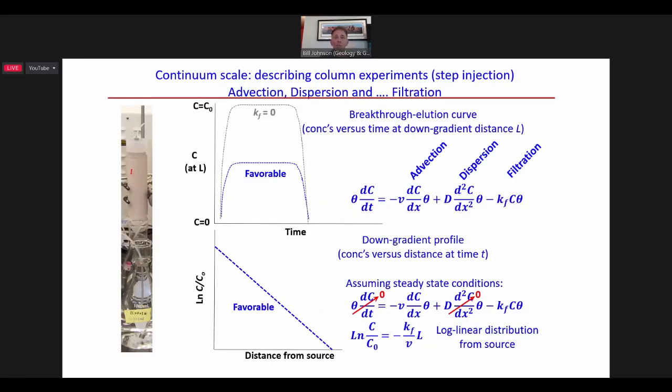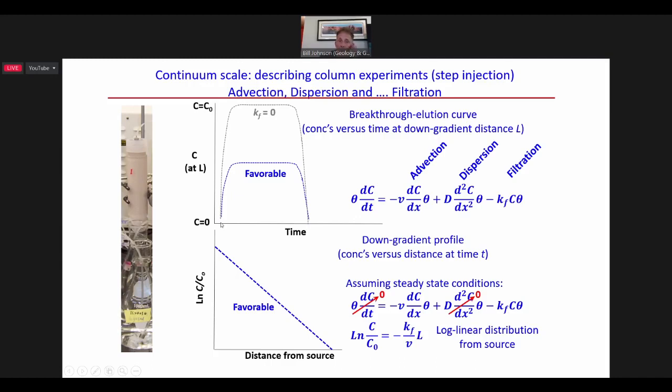Now, before I get into that, though, I should also mention the scale at which most experiments are done, which is at the column scale. So this is an image of a packed sediment column. A colloid suspension is being injected into the base of the column, and fluid is moving upwards and exiting the column. And so we monitor the transport of the colloids that are being introduced using two forms of data. The top form shown here is a breakthrough elution curve. So we monitor what comes out of the column across time. So initially, nothing is coming out.